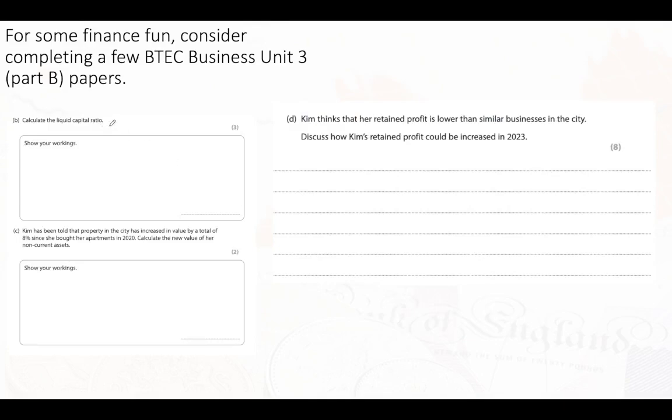So then calculate liquidity. Then, this is obviously an easier one, calculate the new value. That's just a basic bit of maths. But up here, this is probably the equivalent of a 4 marker. Then we've got an 8 marker, and I think you could probably change that to a 10, and you can interpret the data. Think about it. So discuss how Kim's retained profits could be increased. Change that to assess.